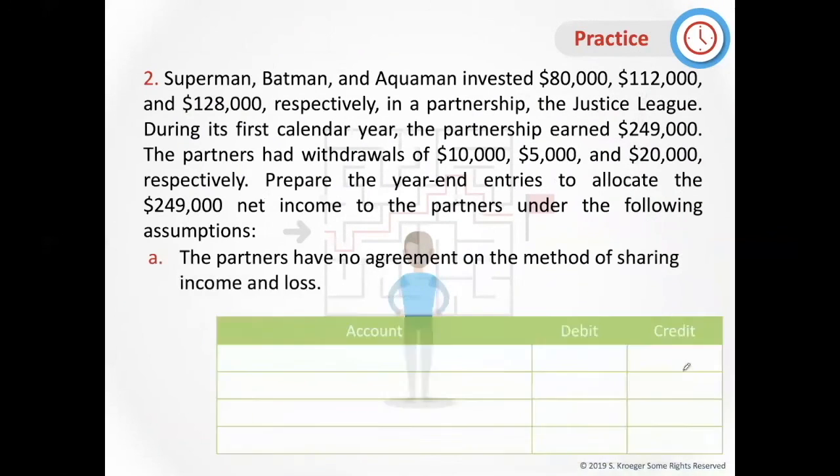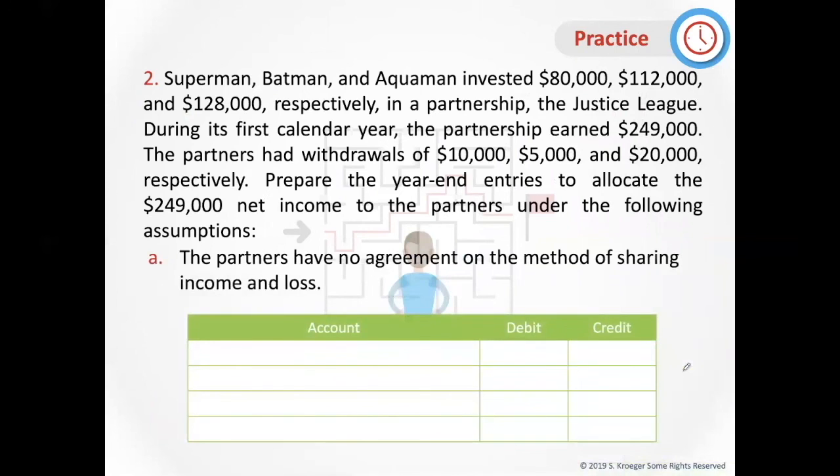We have Superman, Batman, and Aquaman. They invested $80,000 for Superman, $112,000 for Batman, and $128,000 for Aquaman for the partnership, the Justice League. During its first calendar year, the partnership earned $249,000. The partners had withdrawals of $10,000, $5,000, and $20,000. Prepare the year-end entries to allocate the $249,000 net income to the partners under the following assumptions.